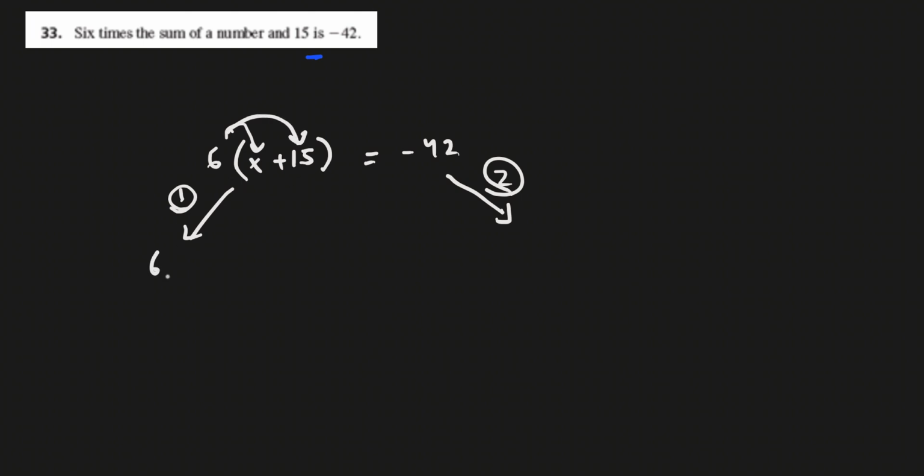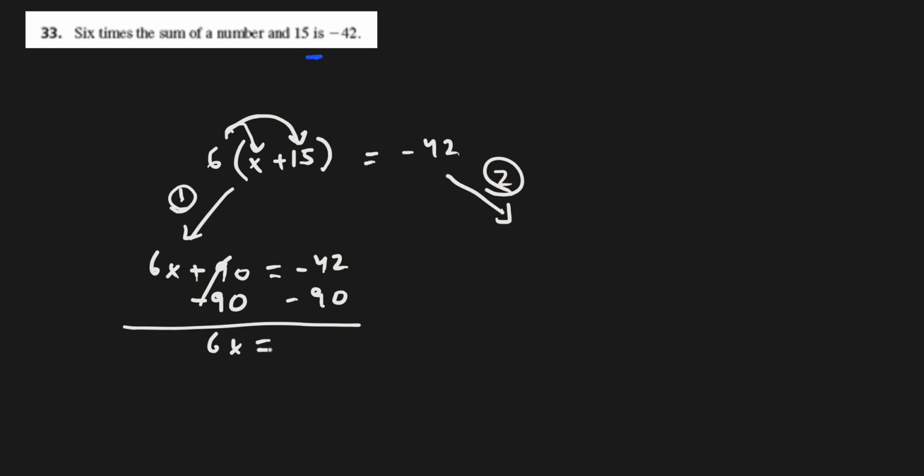So this is going to be 6x plus, what's 15 times 6? This is going to be 90. This is going to be equal to, of course, negative 42. And then we can subtract 90 on both sides. 6x is going to be equal to negative 132. Divide both sides by 6. I will first try to simplify a little bit. So negative 132 over 6.